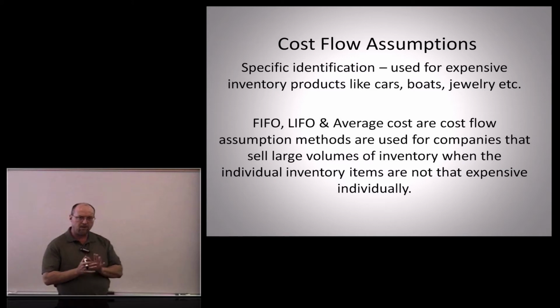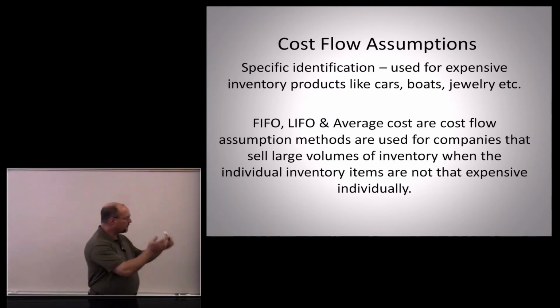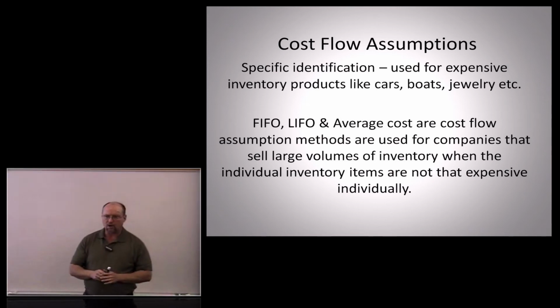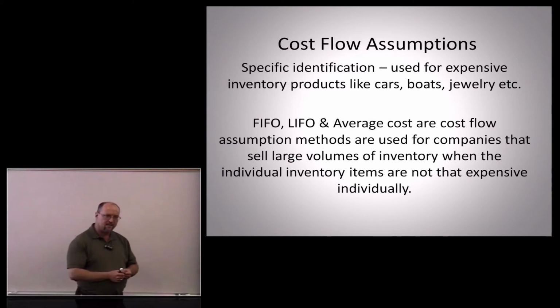Okay, and it's important to recognize the objective, the reason we're doing this, and you might want to write this down. The reason that we are looking at inventory and using FIFO, LIFO, and average cost is to determine the dollar value of ending inventory and to determine the dollar value of cost of goods sold that's going to go on the income statement. That's why we're doing this.